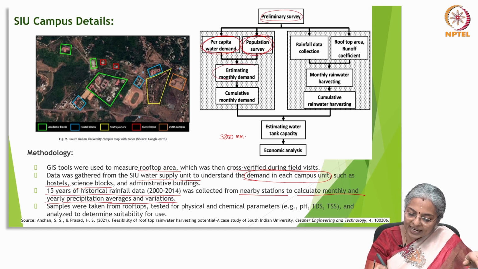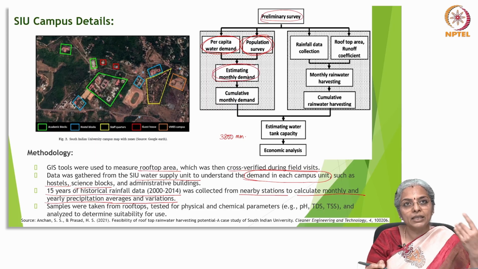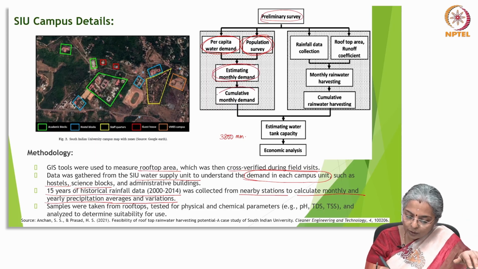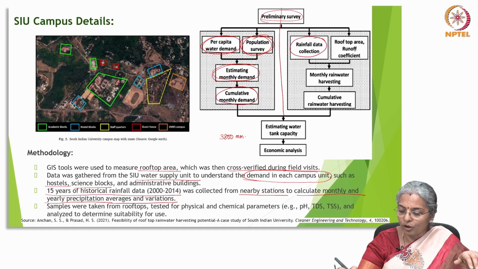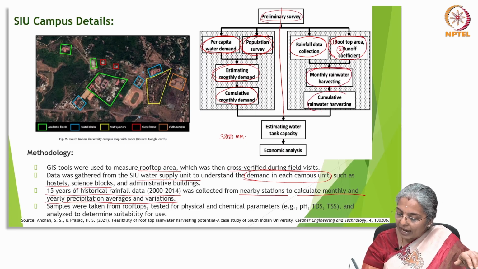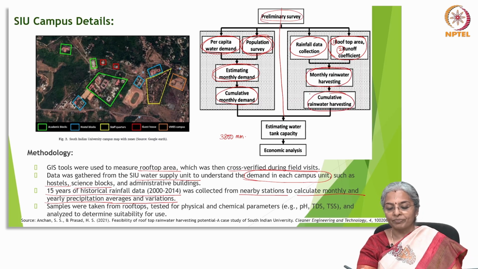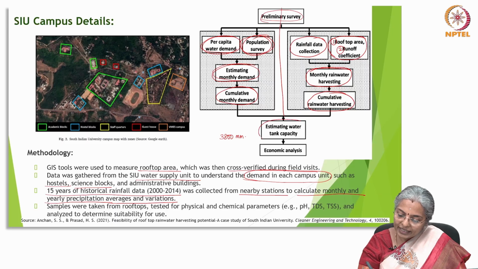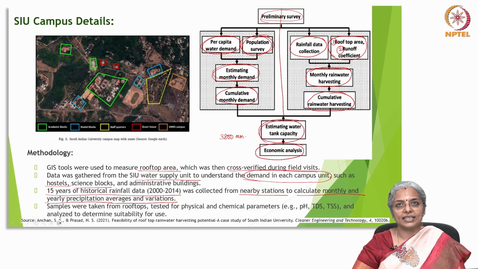And based on that, they estimated the water demand, monthly how much water is required and annually how much water is required. Parallelly, they collected information on rainfall and the rooftop area and runoff coefficient separately. Based on that, they were able to estimate how much water they could harvest every month and annually how much water they could harvest. And based on this, they estimated the water tank capacity and conducted the economic analysis.